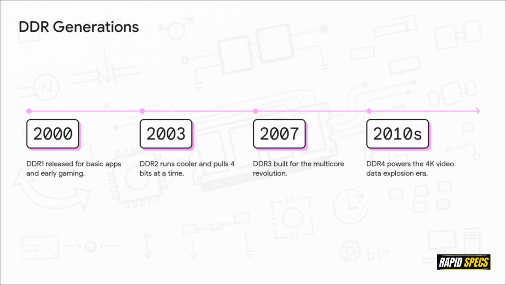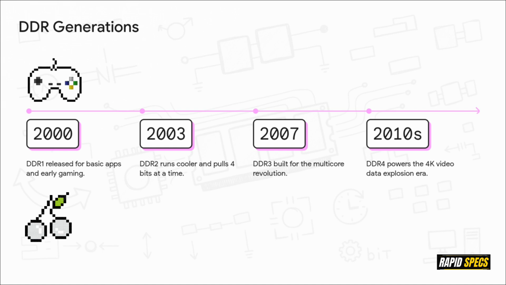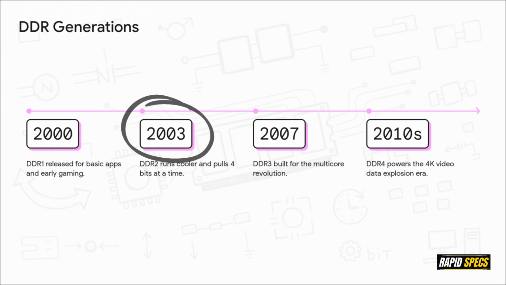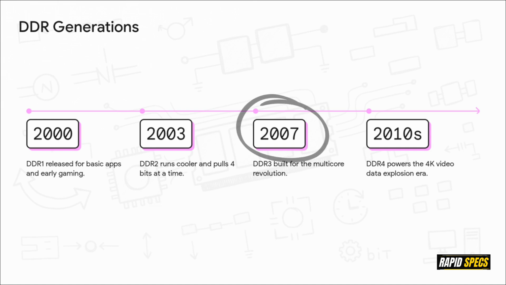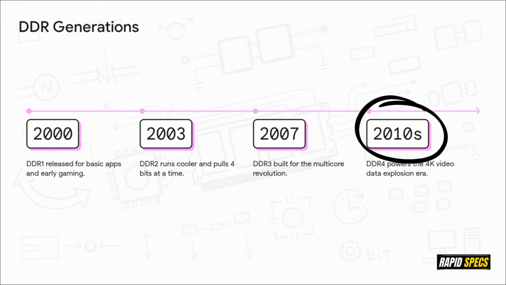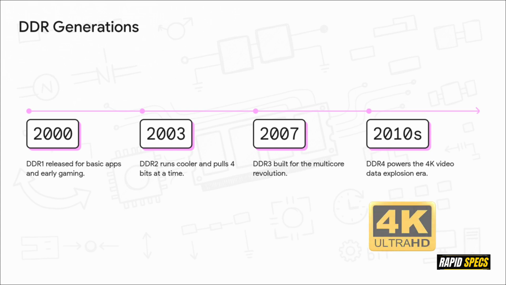And this rapid drumbeat of progress really changed everything. In the year 2000, DDR1 dropped, giving computers the massive bandwidth needed to run early Windows apps, basic pixel games, and those classic MP3 players. But by 2003, simply cranking up the clock speed made everything run way too hot, so DDR2 arrived. Then in 2007, the multi-core revolution hit, requiring DDR3. And in the 2010s, the crazy data explosion of 4K video and massive open-world games demanded DDR4.